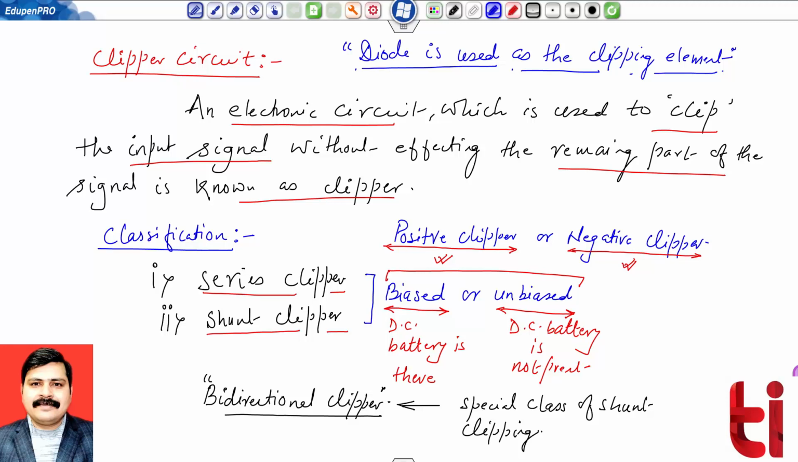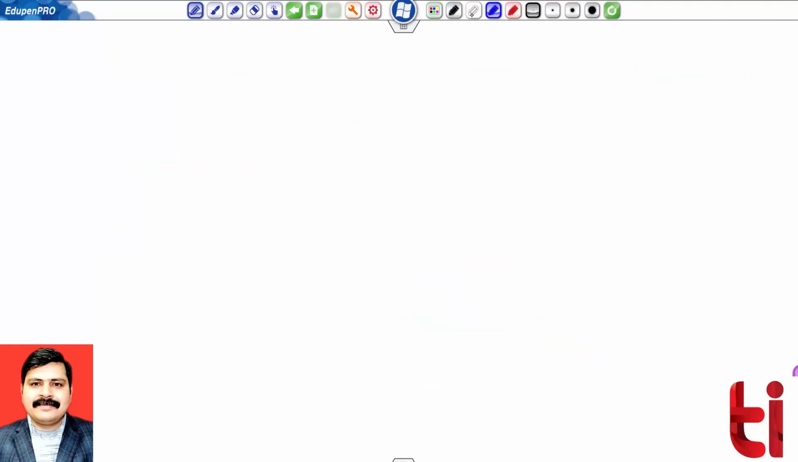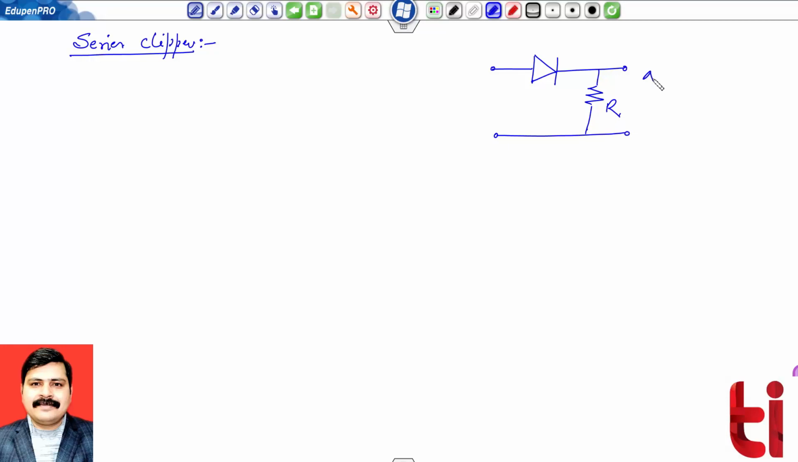So let's start the discussion on different types of clippers, and let's begin with the series clipper. For better understanding, I am first drawing the circuit diagram. So we require one diode and a load resistance across which we want to measure the output. Suppose this is my load resistance and I want to measure the output V0 across this load resistance. For simplicity in the beginning, I am assuming that my diode is ideal.